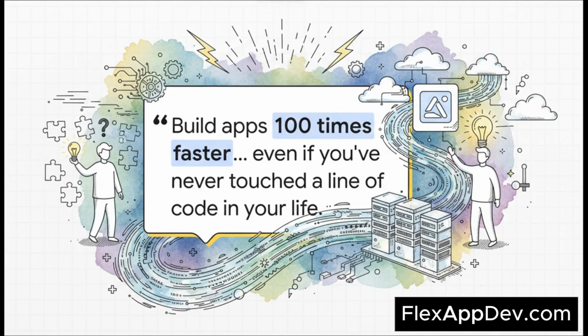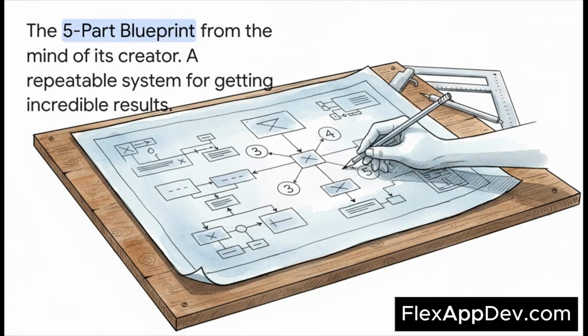We're not talking about just a little productivity boost. This is a totally different way of thinking about building things, whether you're a complete beginner or you've been coding for years. The goal here isn't just improvement, it's mastery. So, how do we actually get there? Well, we're going to break down his entire method into a 5-part blueprint.